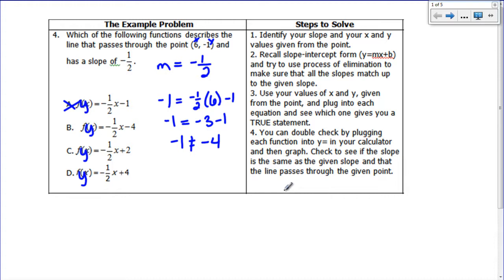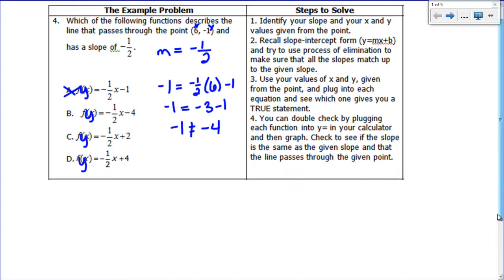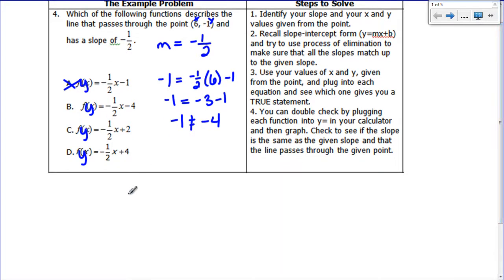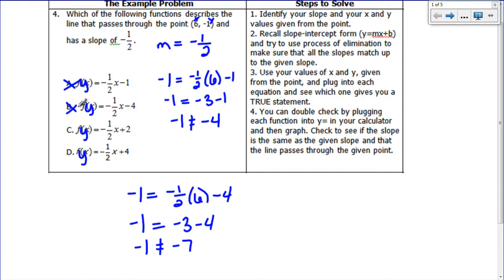So now I have to check the other ones. Let's go with B. I'm going to have -1 is equal to -1/2 times 6 minus 4. Now the great thing is that the first part of these equations are all the same because they're all -1/2 x. So I know I end up with -1 is equal to, well, over here it made -3, so here it still is -3 minus 4. And if I do that, -3 minus 4 is -7, so those don't equal, so it's not B.